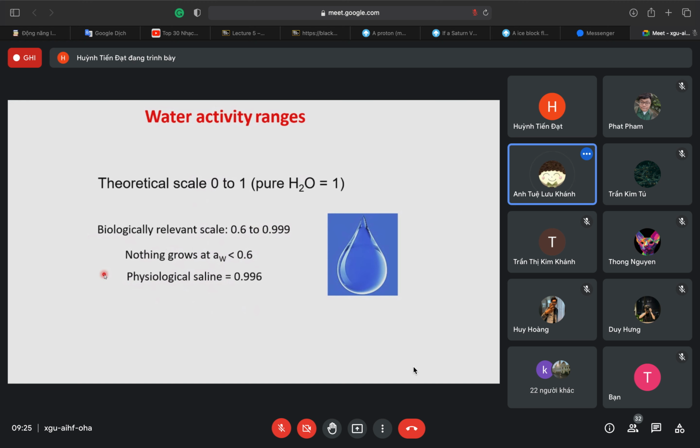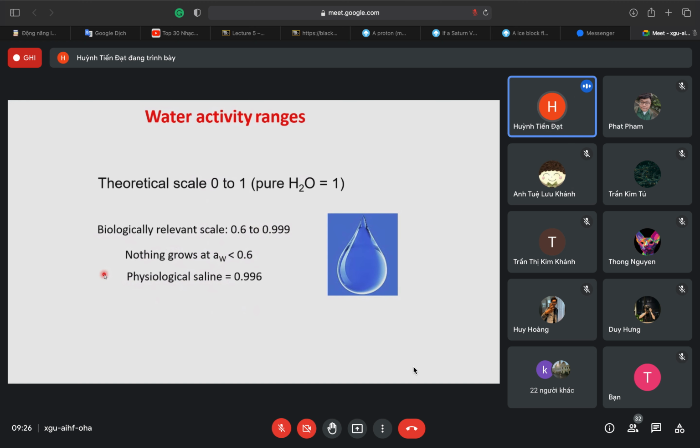Is it a salt solution? Yes, a salt solution. How many percent is in there? How many percent of sodium chloride? I think it's 70%. No, that's only 0.9%.